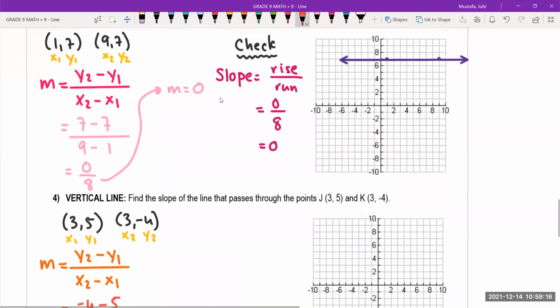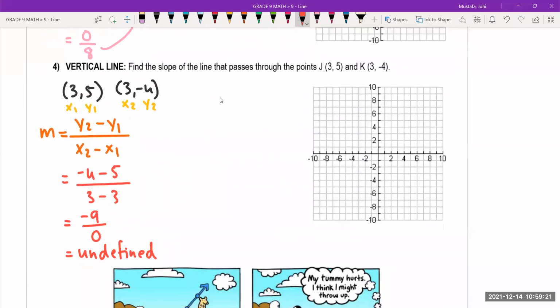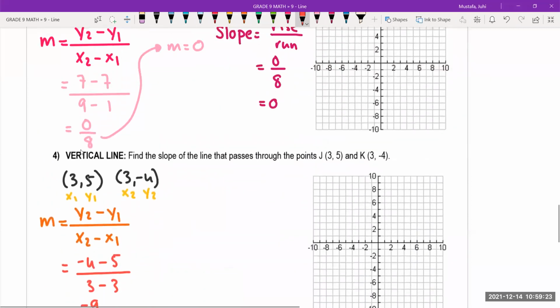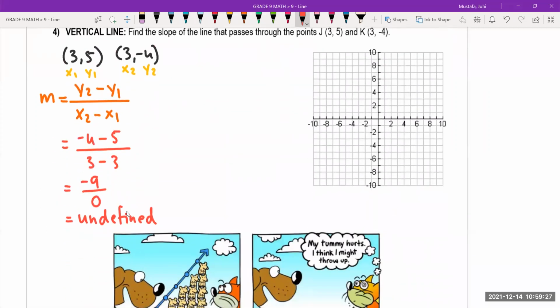And so just make sure you know the difference. A horizontal line has a 0 slope, but a vertical line has an undefined slope. When the 0 is at the top, the answer is a 0, but when the 0 is at the bottom, it's undefined.